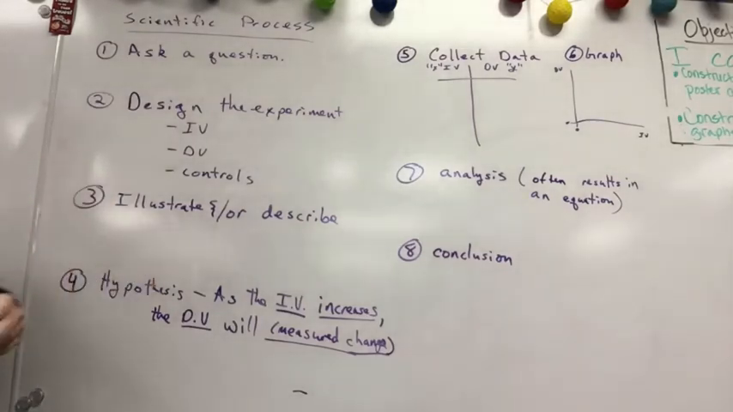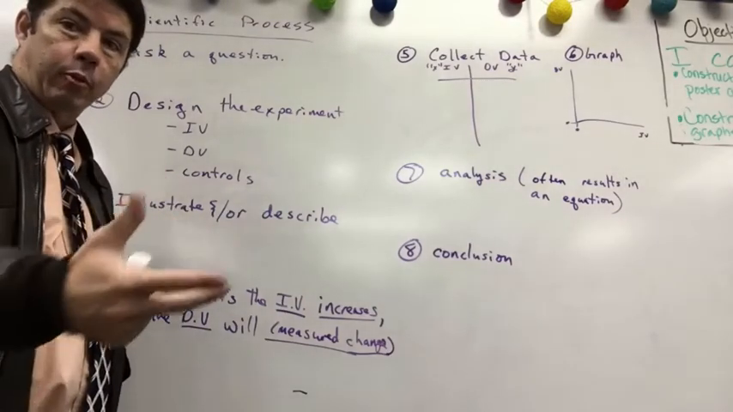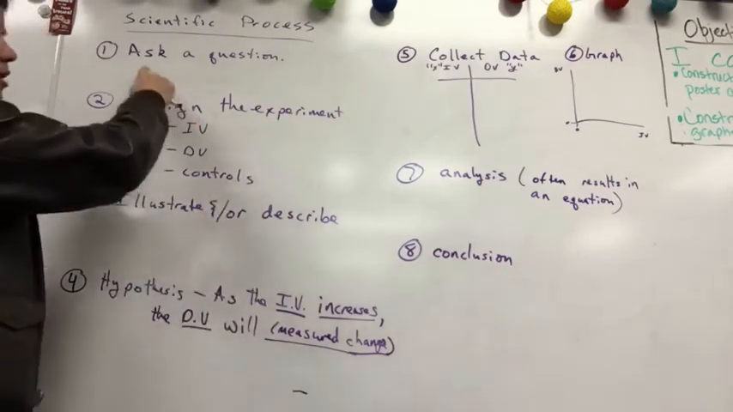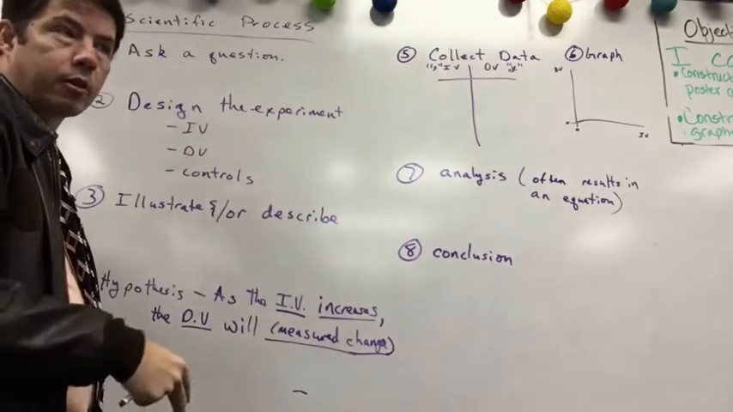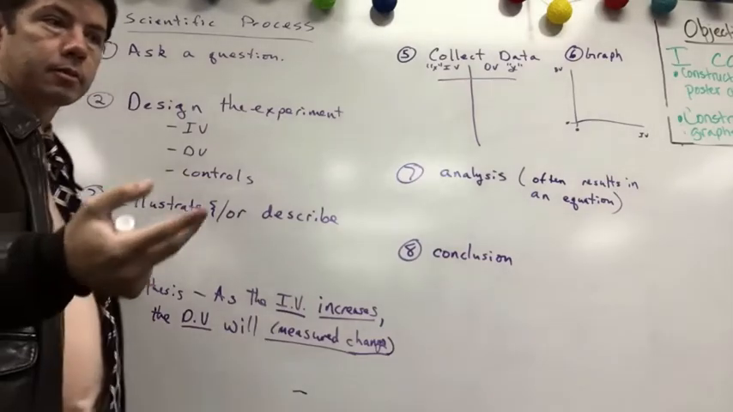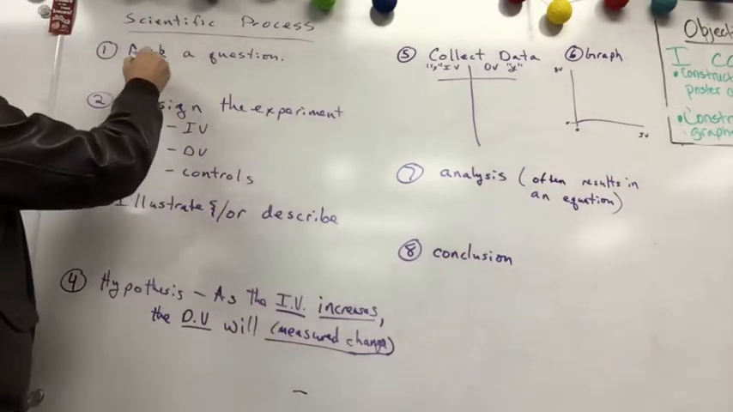When we do an experiment, the first thing we're always going to be doing is asking a question. Sometimes the question is asked for us, but ultimately this should be something where we observe a phenomenon, something's happening, and we go, I wonder why that's happening. In this case, we're looking at a pendulum. So we're going to ask a question.